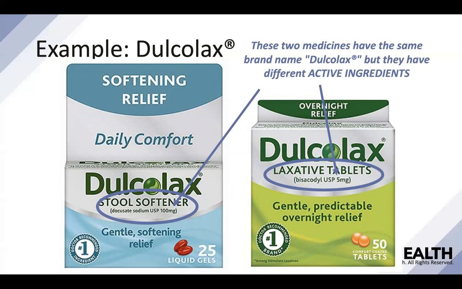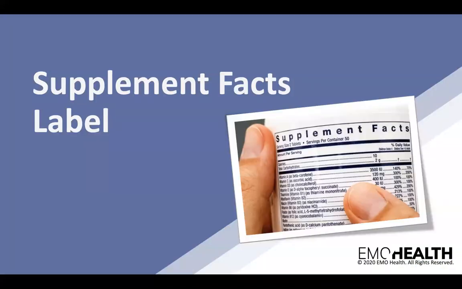So on the left, you have Docusate, that's actually a stool softener. And on the right, you have Bisacodyl, which is actually a stimulant laxative. 2 different products, same brand name. This is why writing out active ingredients is very important.